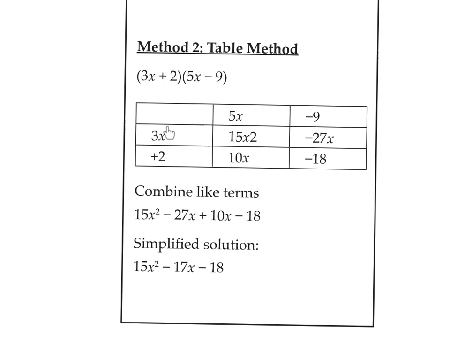3x plus 2 is over here, and the terms are separated 1 term per line. 5x minus 9 across the top, again, 1 term per box. And then inside here is the multiplication, similar to when we used to do multiplication with just whole numbers when we were younger. 5x times 3x makes 15x squared. And that is an exponent there. It doesn't look like it, but it is. And then 5x times 2 makes 10x. Negative 9 times 3x is negative 27x. Negative 9 times 2 is negative 18.